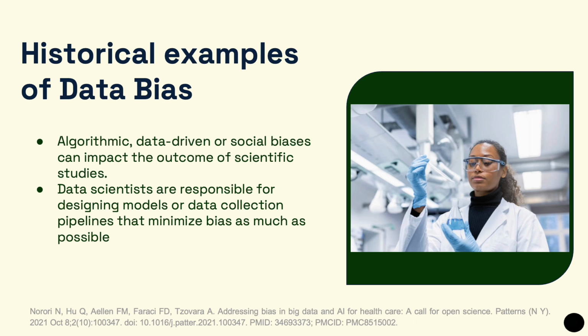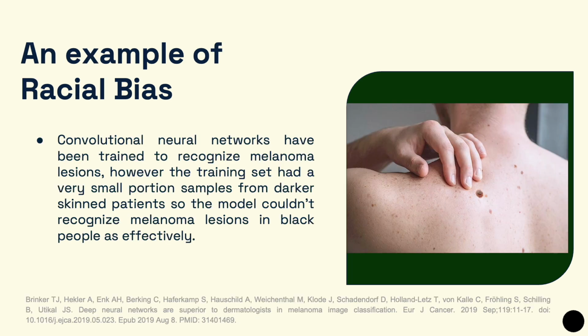Algorithmic, data-driven, or social biases can impact the outcome of scientific studies. Scientists and data scientists are responsible for designing models or coming up with ways for data collection that minimize bias as much as possible. Here's an example as to why limiting bias is important. Convolutional neural networks were trained to recognize melanoma lesions, but when they were training the model, a very small portion of samples were from darker-skinned patients, so the model could not recognize melanoma lesions in Black people as effectively.